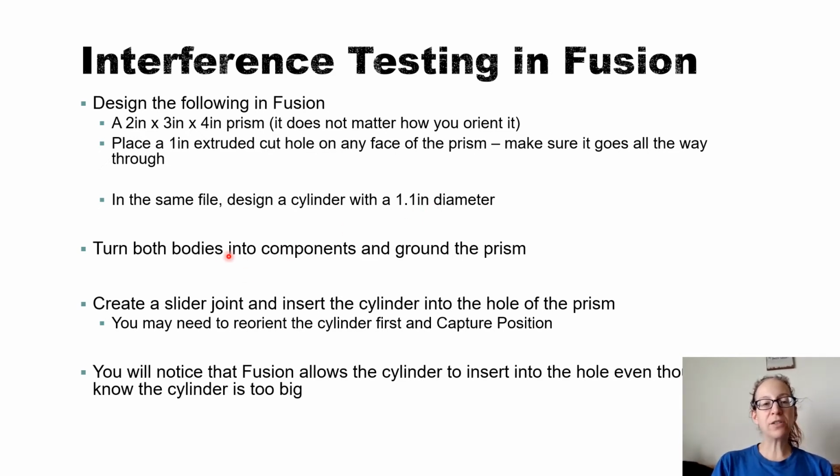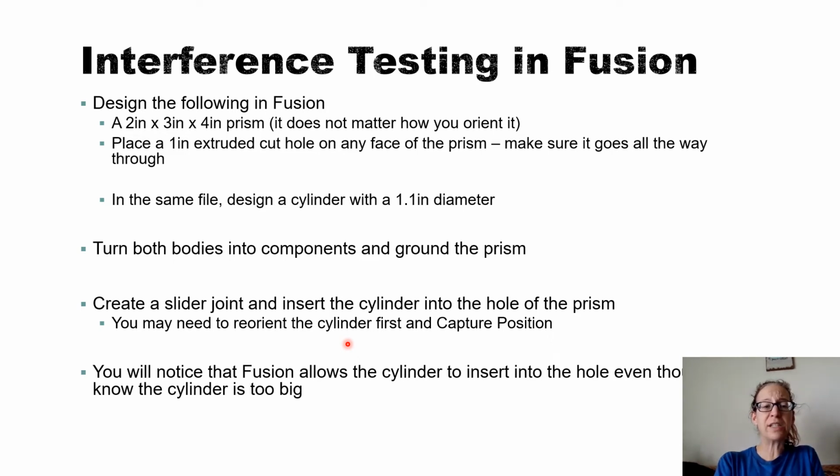Turn both bodies into components, ground the prism. Then create a slider joint to insert the cylinder into the hole of the prism. You may need to reorient the cylinder first and then capture that position. So I think based off of some of the other activities we've done, you should be okay with doing that.